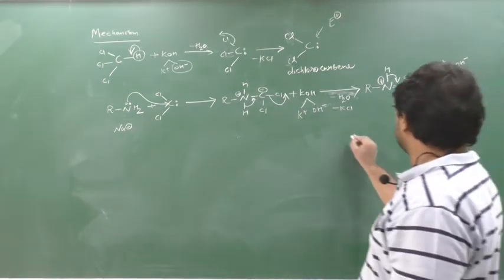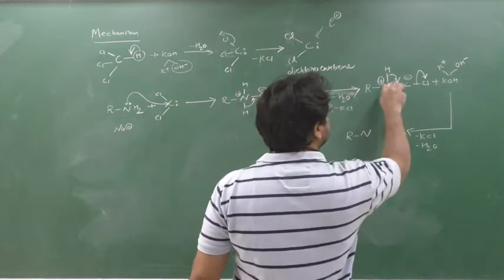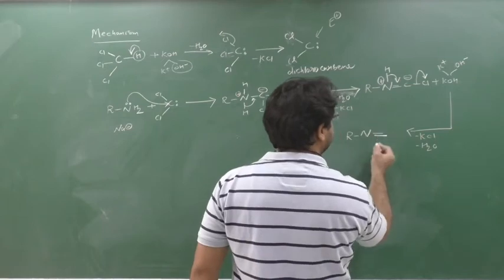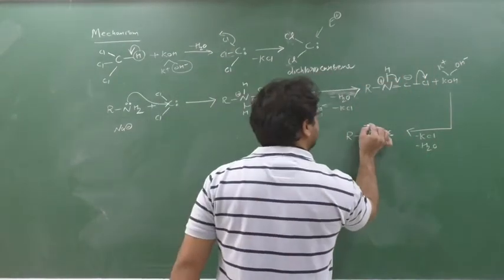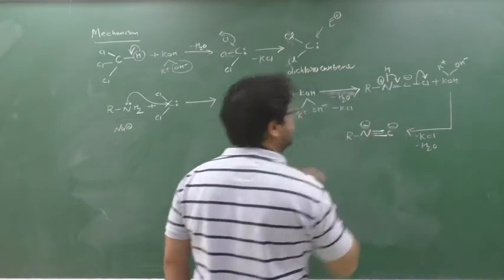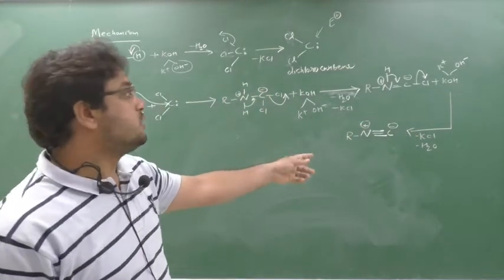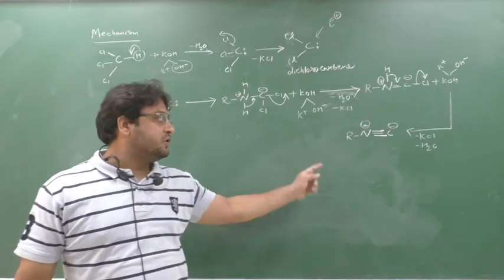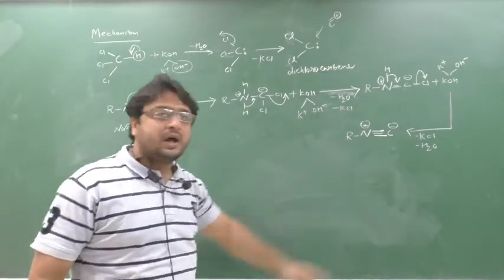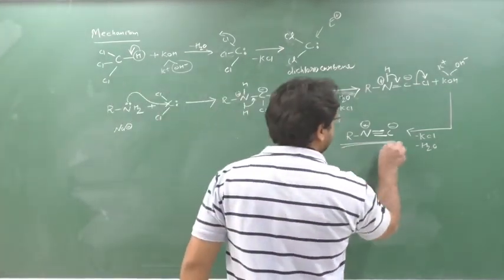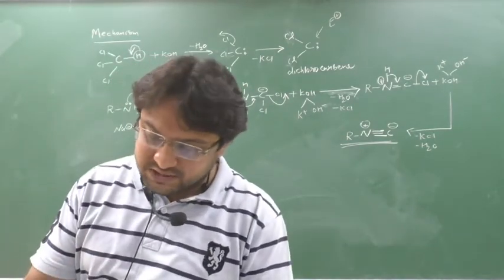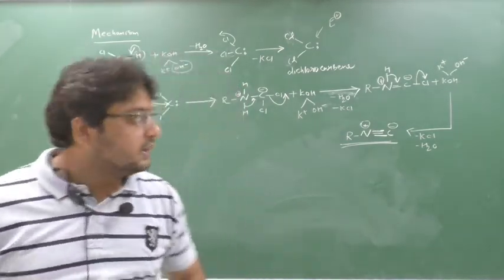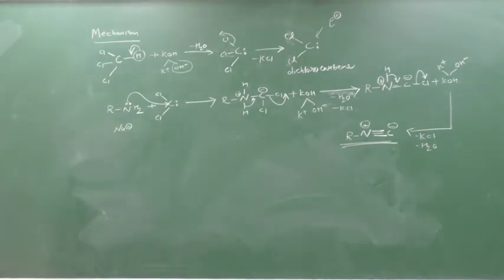So what will be generated? See here. R, N, this bond is shifted here. Previously a double bond was there, now a triple bond, and Cl has gone. So nitrogen will have a plus charge and carbon will have a minus charge. That's why in the previous topic, in the initial classes, I told you the nitrogen will have a plus charge and carbon will have the minus charge. So this is nothing but your isocyanide, RNC, plus charge here and minus charge here. Clear this part? This is your isocyanide.